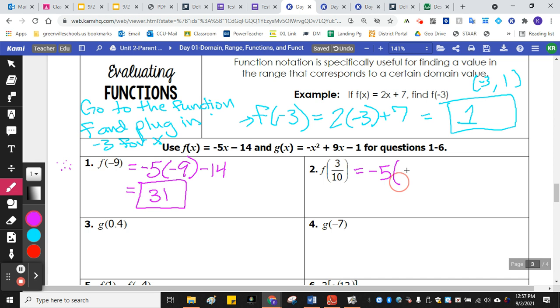You're going to the f function, -5. Anytime you see an x, you're plugging in -5. Where's the equation? Right here.